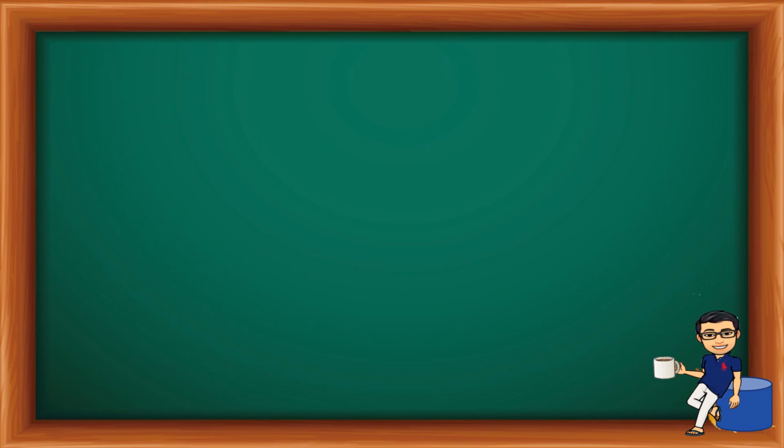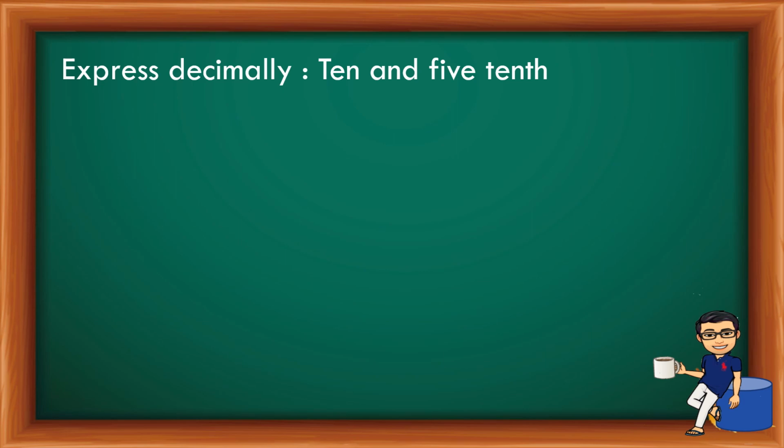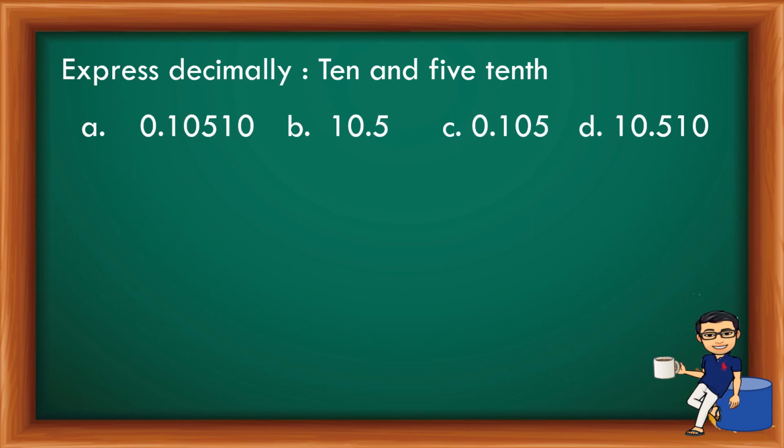The next example is about writing in decimal numbers. Let us try to see. Express decimally 10 and 5/10. How are we going to write 10 and 5/10 in decimal? So our choices: A is 0.10510, B 10.5, C 0.105, and D 10.510.